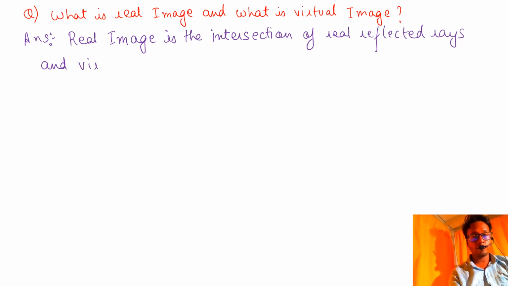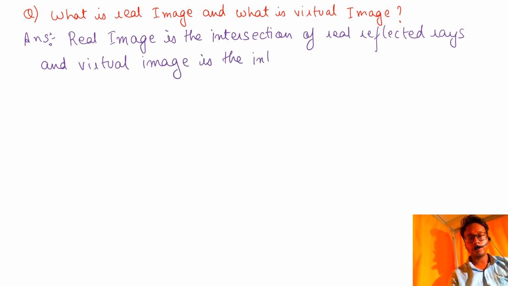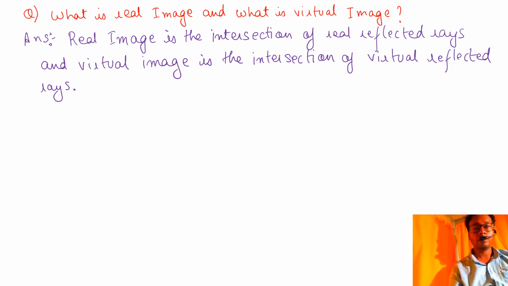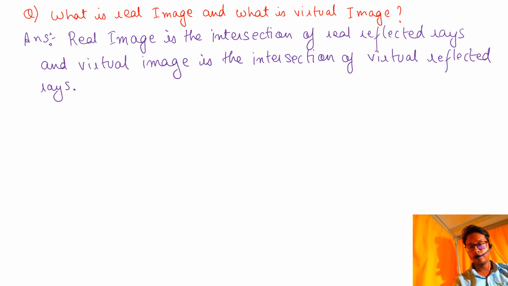virtual image is the intersection of virtual reflected rays. That means those rays that are behind the mirror or at the back end of the mirror.